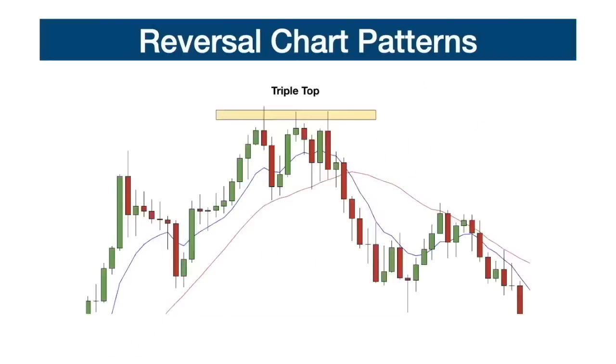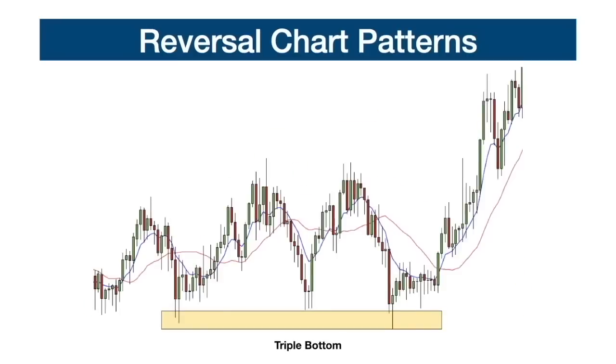The triple top has exactly the same rules as the double top pattern, but before we have the actual reversal of the trend, we need a third confirmation bounce of resistance. The triple bottom has exactly the same rules as the double bottom, but before we have the actual reversal of the trend, we need a third confirmation bounce of support.